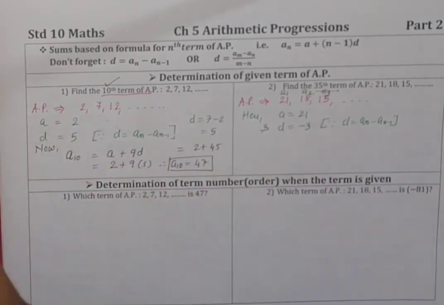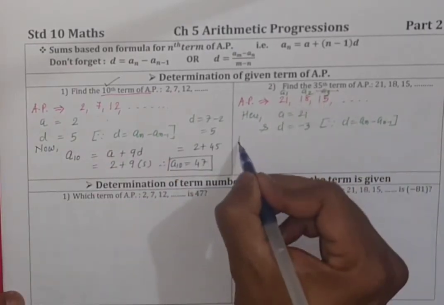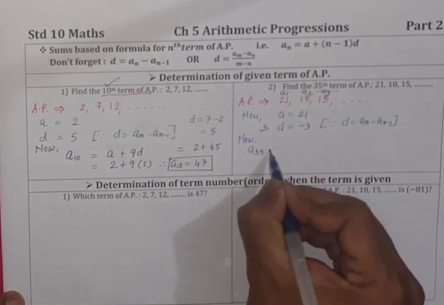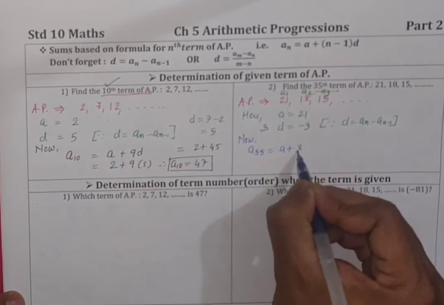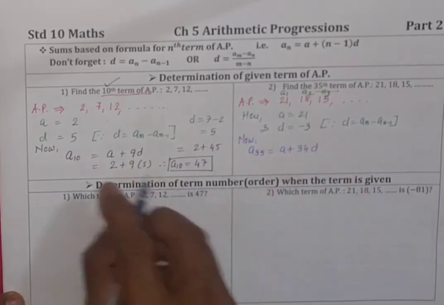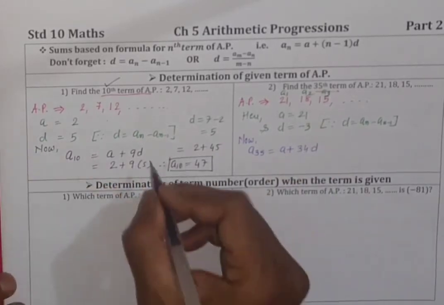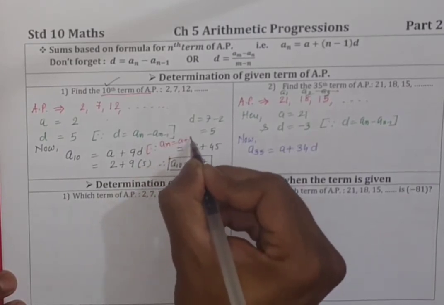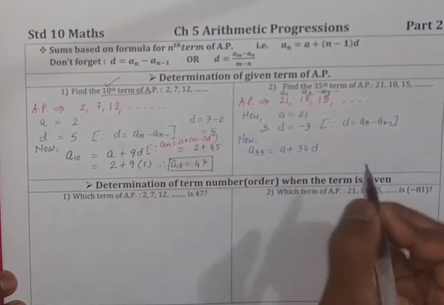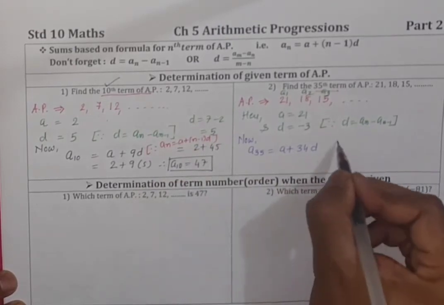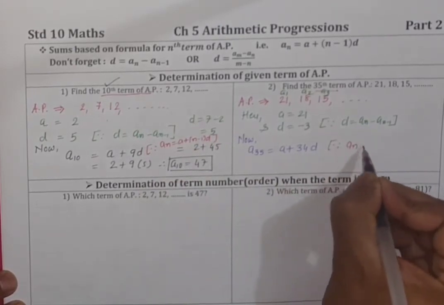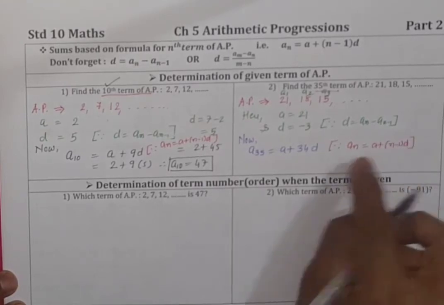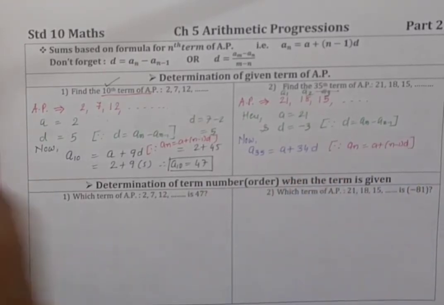हो गया? Now you are supposed to find 35th term. So now A 35th is equal to A plus 34D. Children, मैं यहां भूल गया. यहां लिखना चाहिए when you are writing this formula because AN is equal to A plus N minus 1 into D. तो यहां लिखना पड़ेगा. आपने डायरेक्ट फॉर्मूला लिखा because AN is equal to A plus N minus 1 into D. ये जनरल फॉर्मूला यूज किया हमने, राइट?